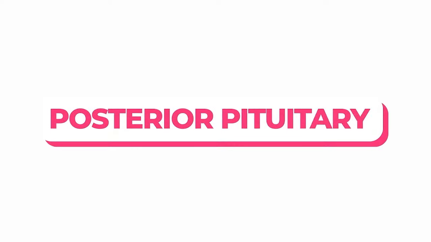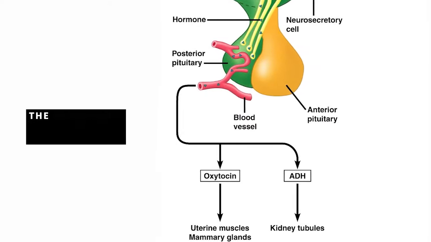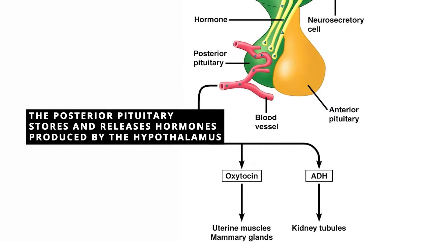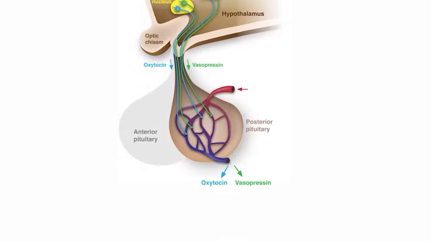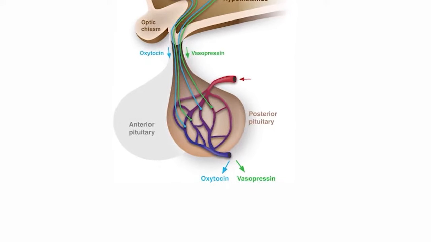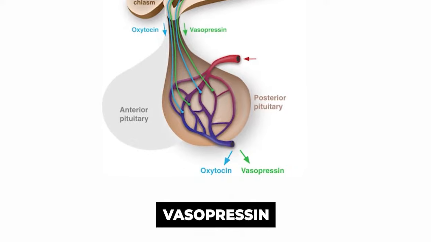Posterior pituitary, neurohypophysis. Unlike the anterior pituitary, which produces hormones, the posterior pituitary stores and releases hormones produced by the hypothalamus. Hormones released by the posterior pituitary include oxytocin and vasopressin.